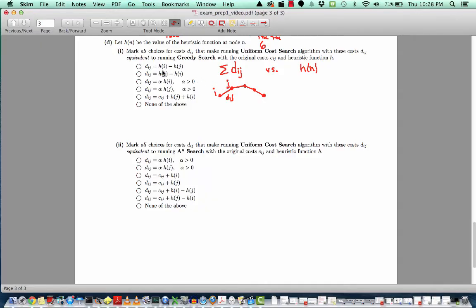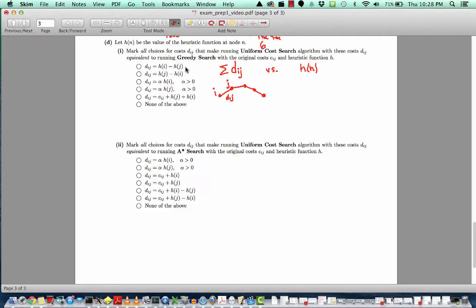And so therefore, if you set dij to be h of i minus h of j, that's the heuristic of the first node minus the heuristic of the second node for each edge. And then the weight of this edge, dij, would be the heuristic of this node minus the heuristic of this node, and so on and so forth for the rest of the path.